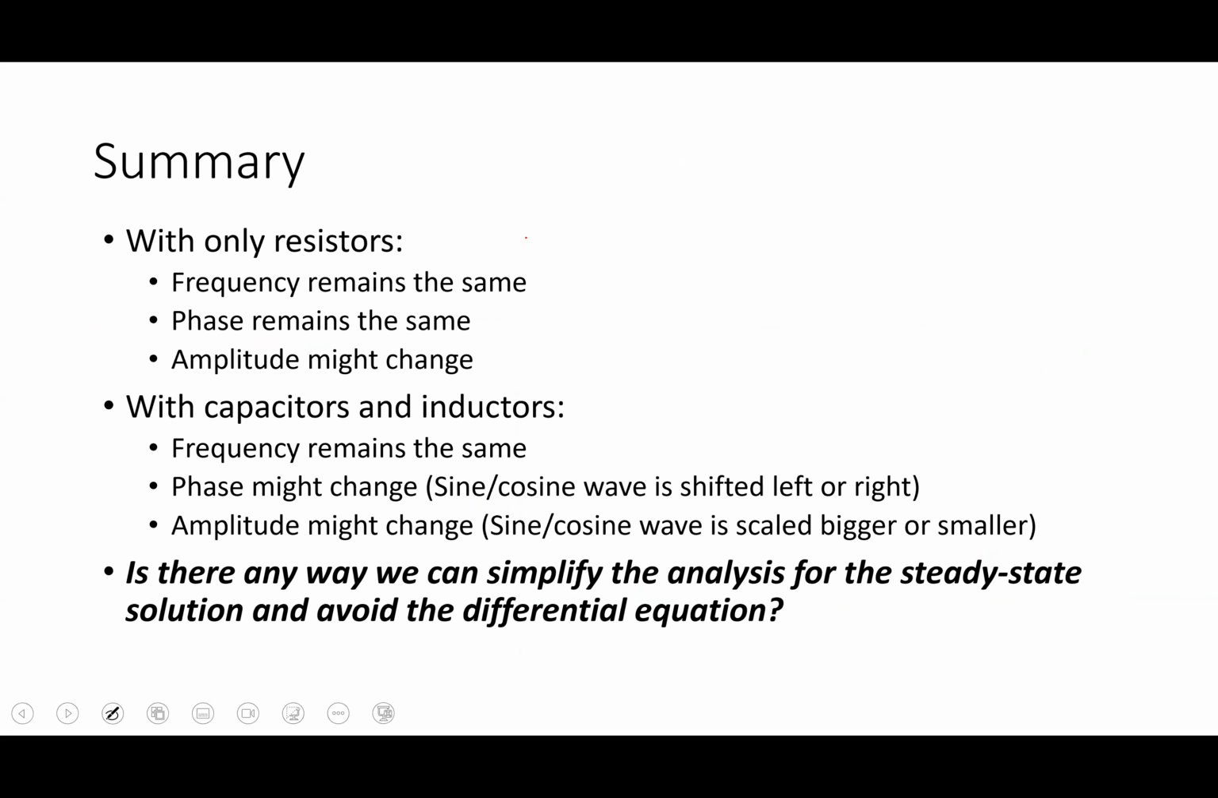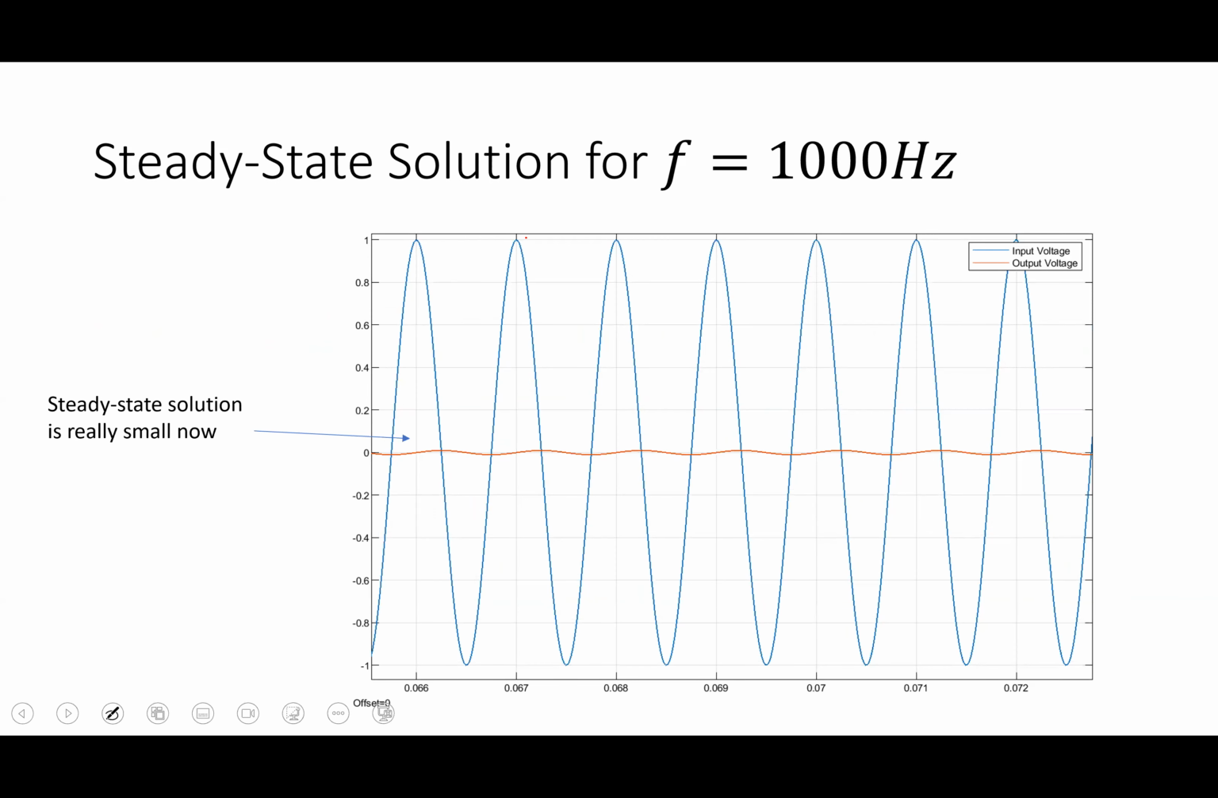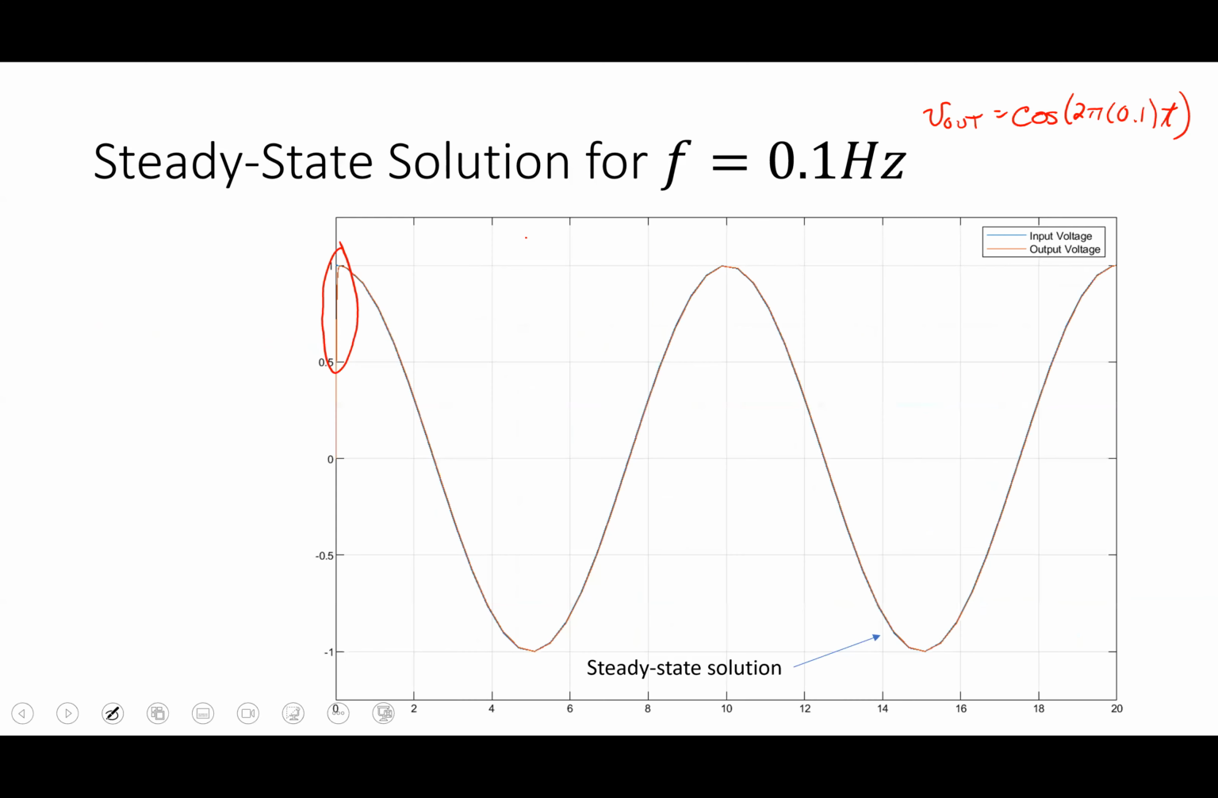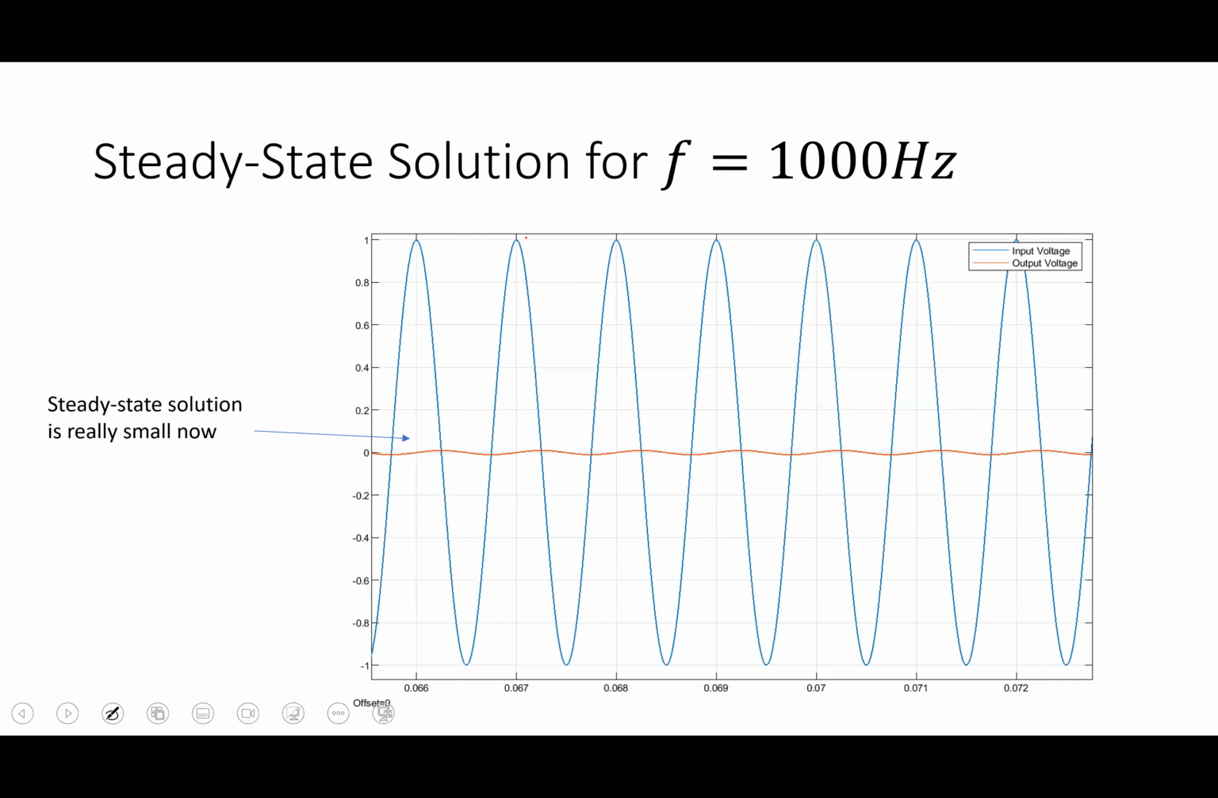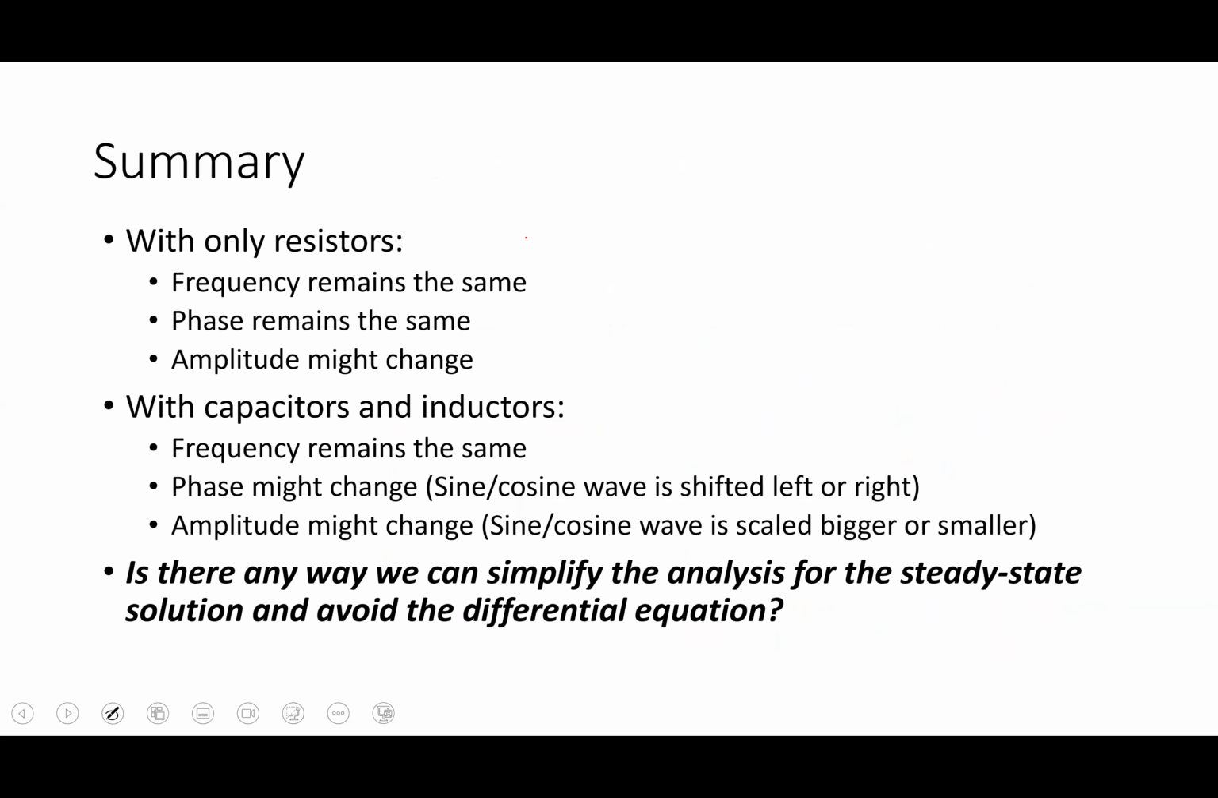So the key thing I see there is what the amplitude clearly depends on. Here it is for 0.1 hertz, 10 hertz, 1,000 hertz. What does the amplitude definitely depend on? Frequency, right? Clearly, as the frequency changes, the amplitude changes. We can summarize here: if I have a circuit that only has resistors, frequency always stays the same, the phase stays the same, the amplitude might change. With resistors and capacitors, frequency always stays the same. The phase might change, meaning we have a shift left or right, and the amplitude might change.